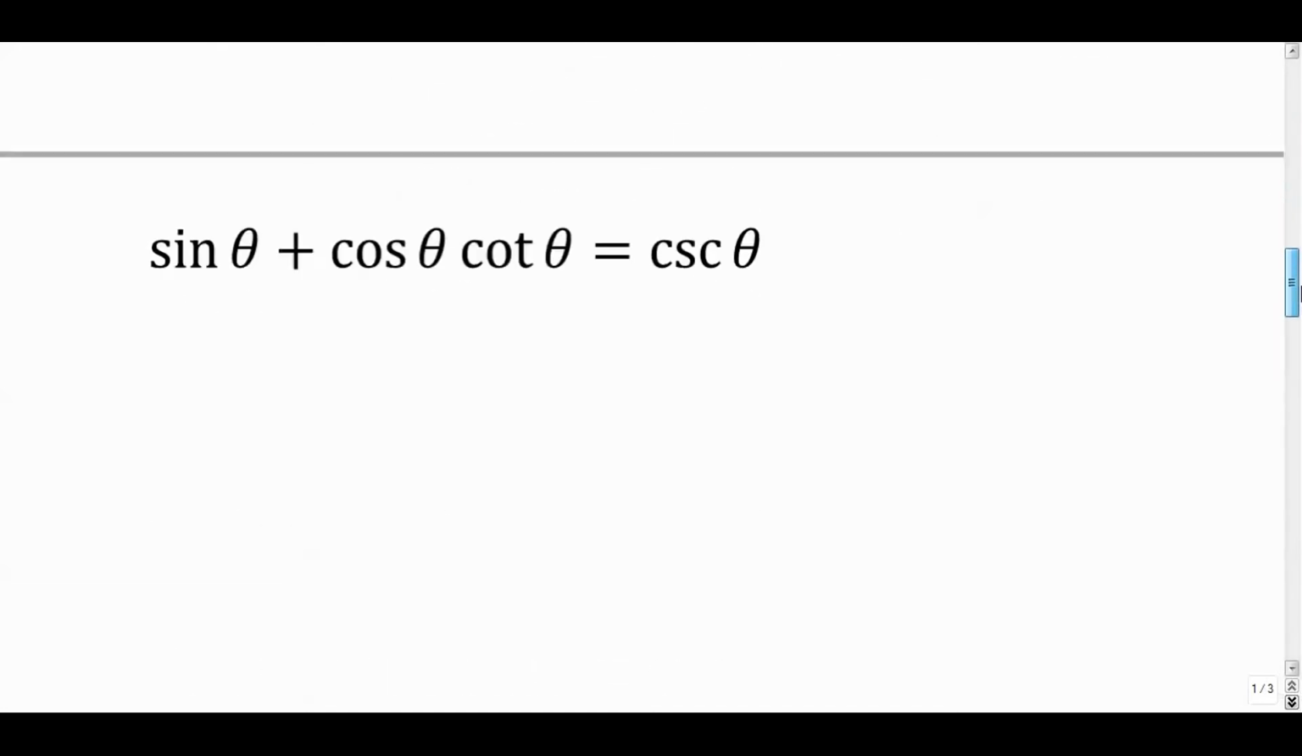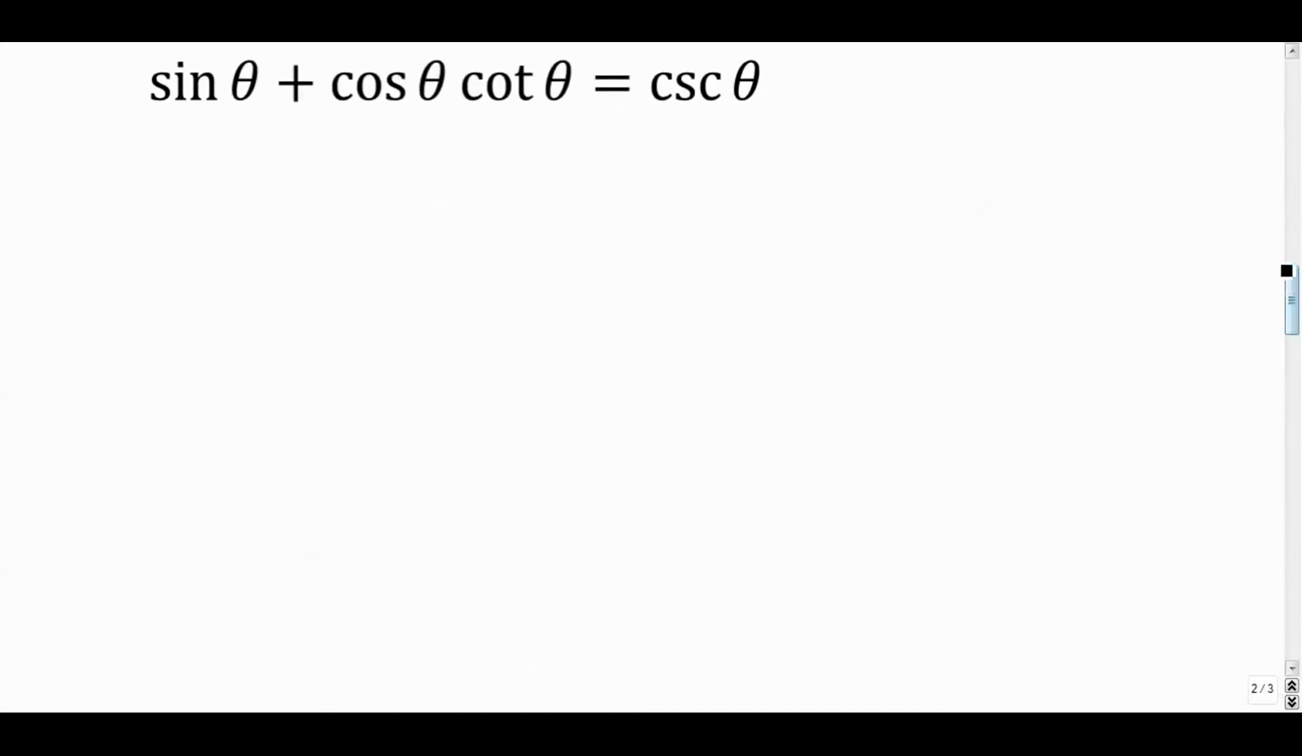Number 2. So we're trying to get this whole left-hand side to be cosecant theta. I would definitely say that this is the more complicated side, so I'm going to start there. And I'm going to bring this down. I notice that I have a cotangent. Well, cotangent is the reciprocal of tangent. Tangent is sine over cosine, so this must be cosine over sine.